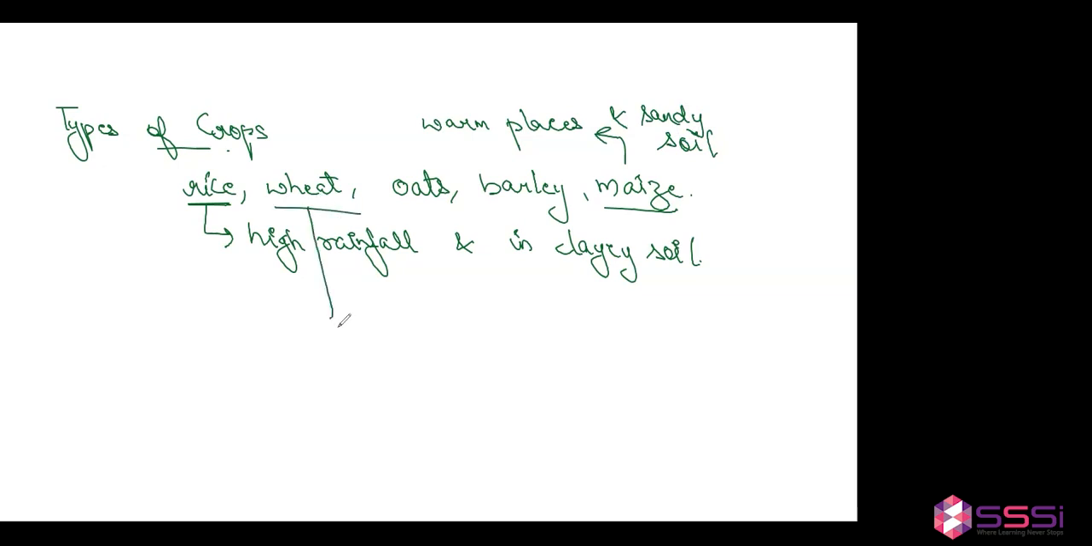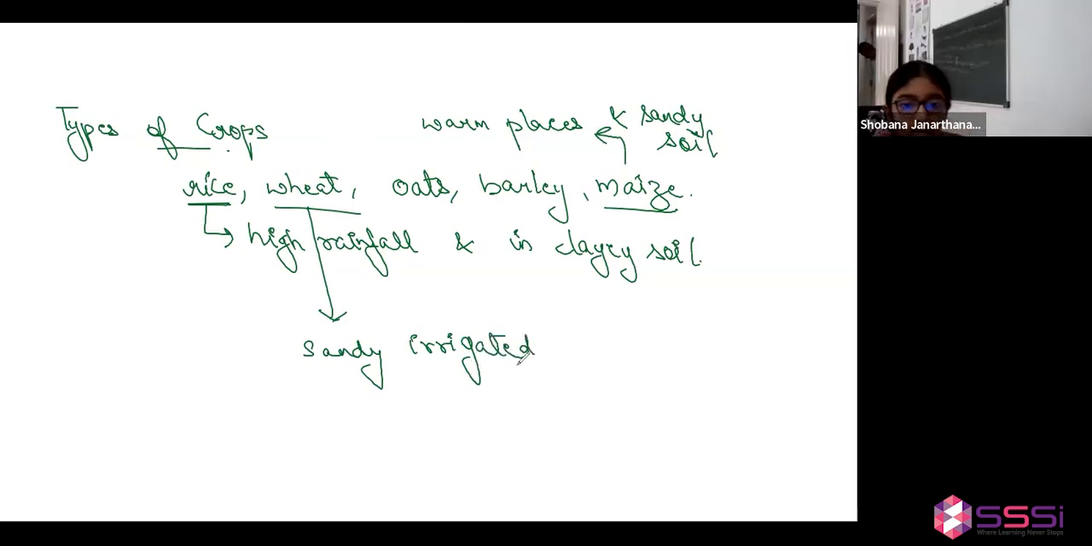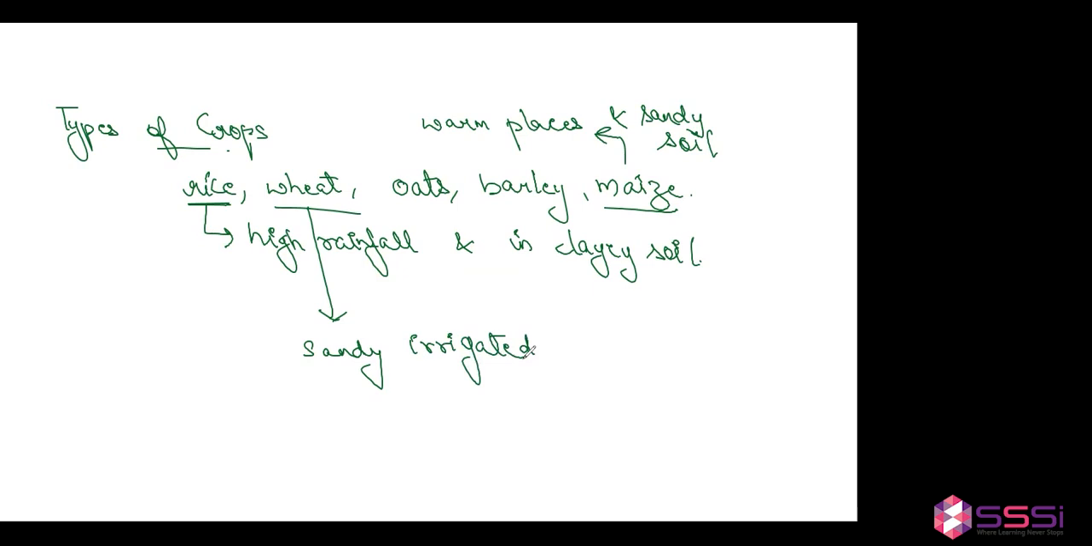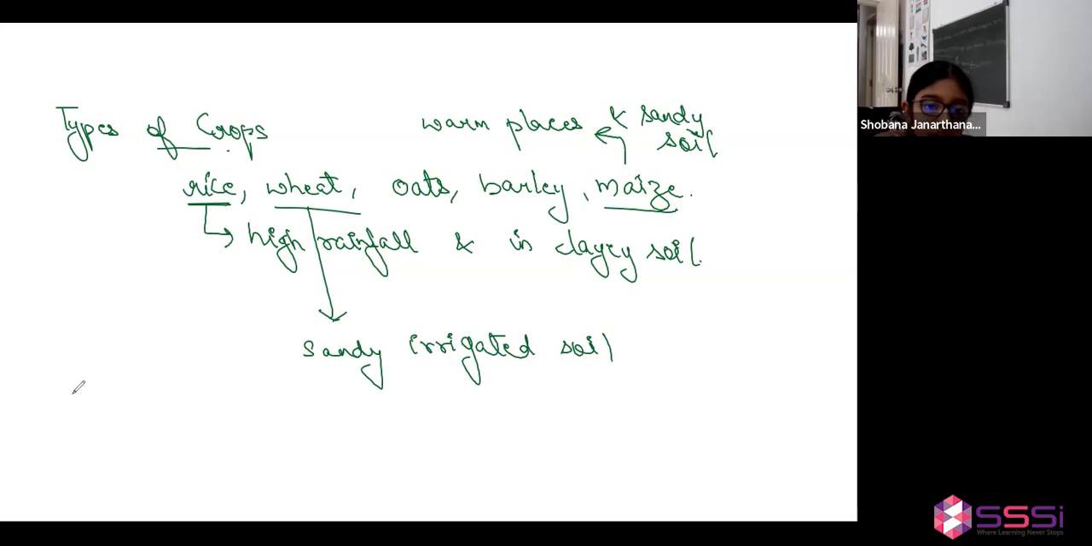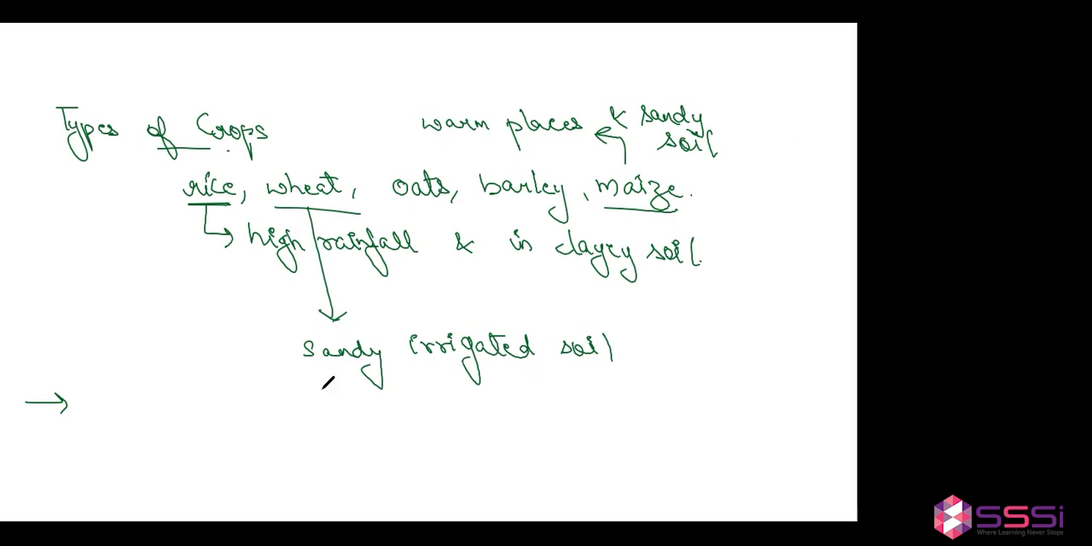Regarding wheat, wheat is grown in sandy, irrigated soil. Ma'am, what is irrigated? Where irrigation can take place. The soil should be fertile so that irrigation can take place. So the soil should be sandy, and irrigation can happen there. Yes.